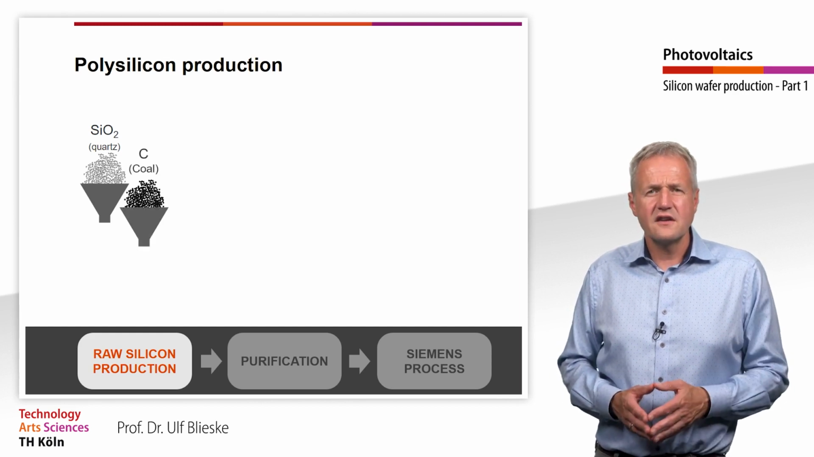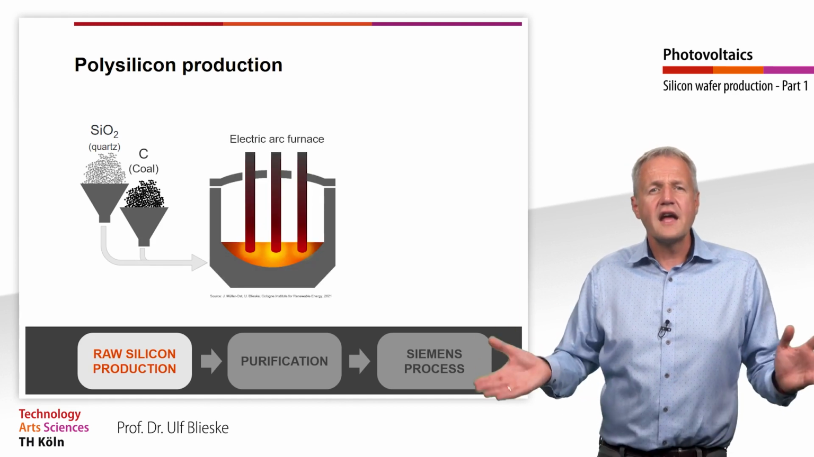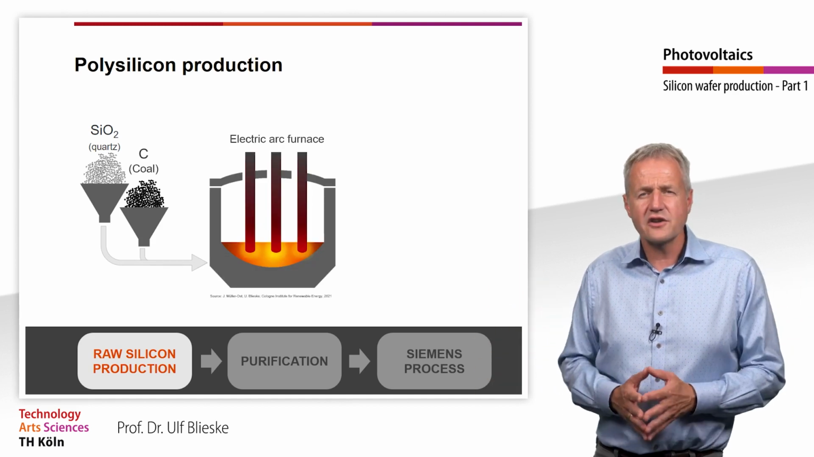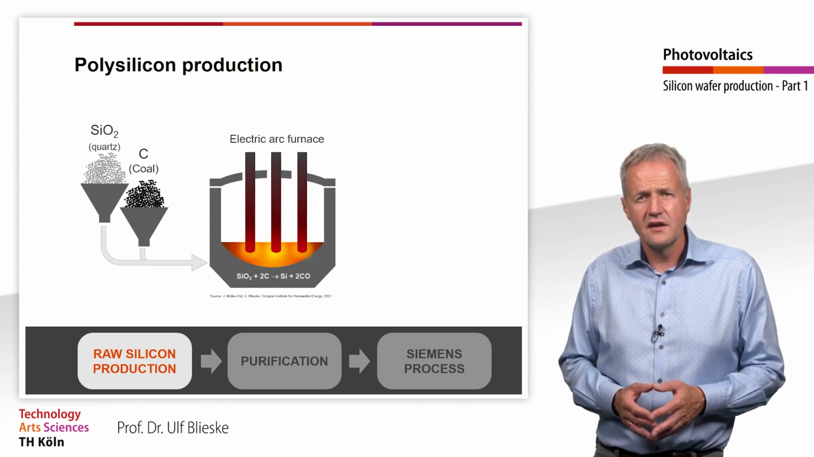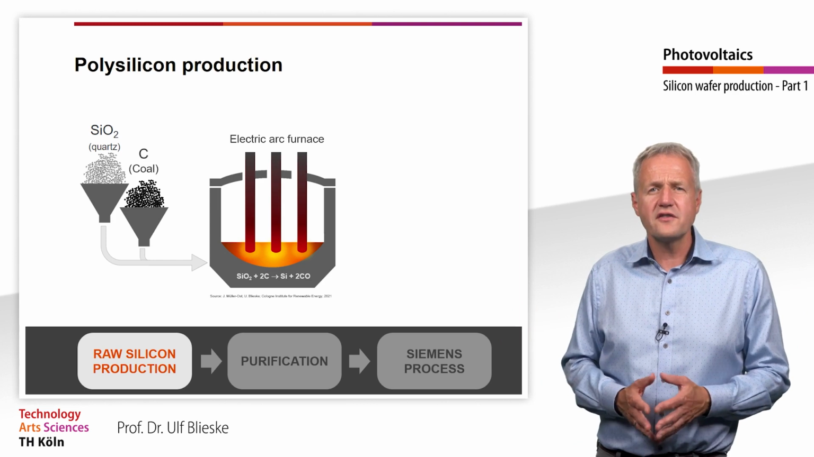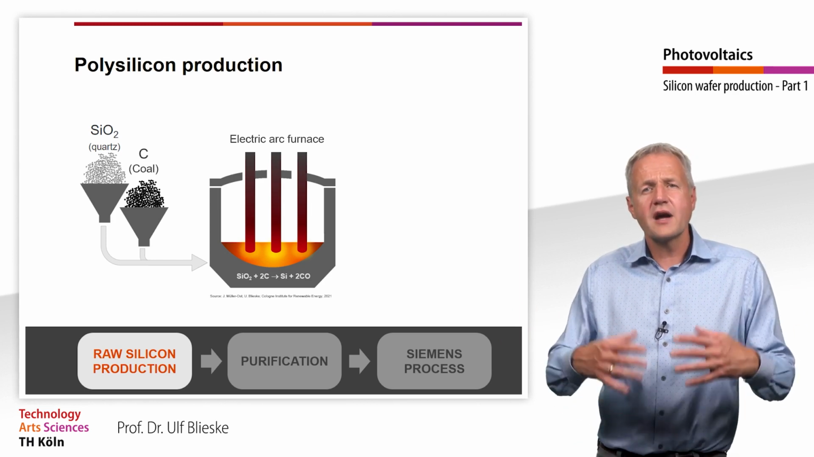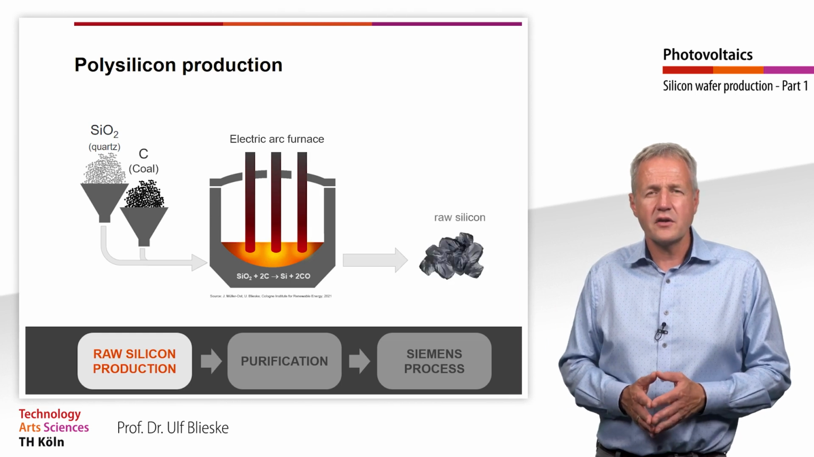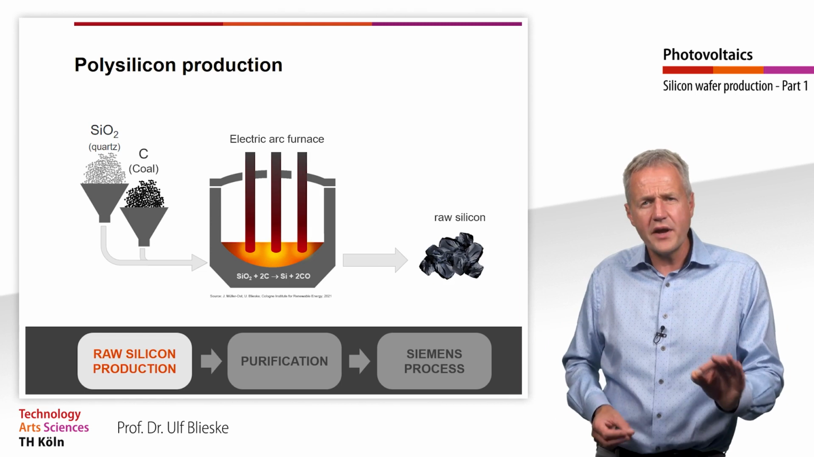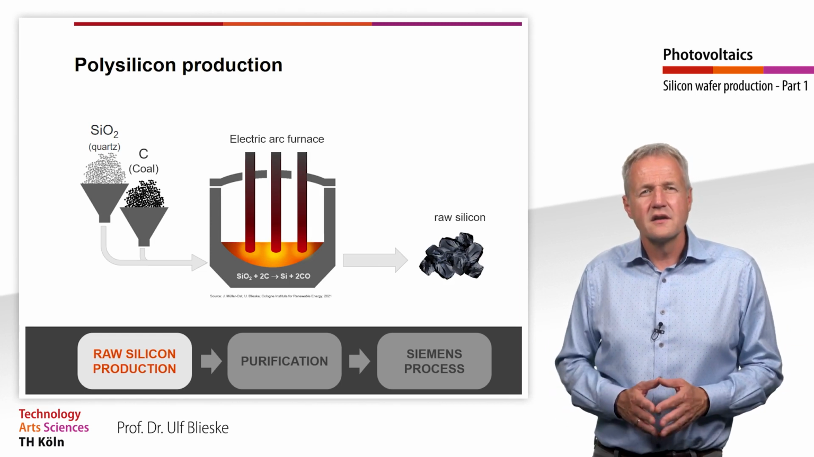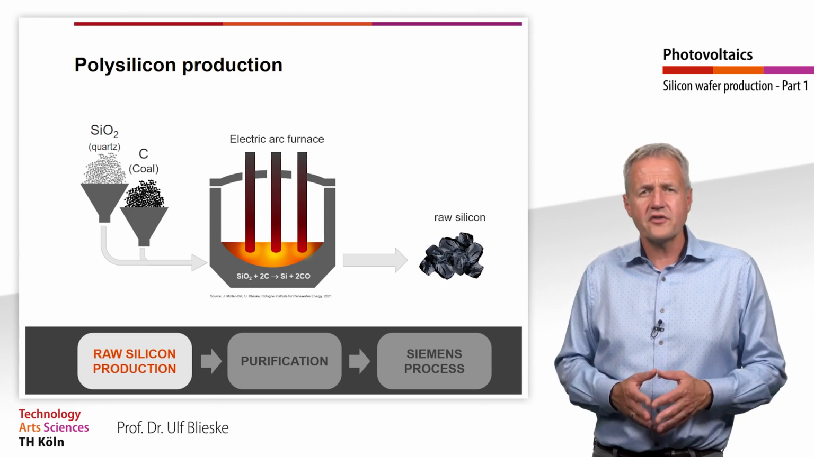To do this, it is mixed with coal or another carbon source and melted in an electrical arc furnace at a temperature of 2000 degrees Celsius. The applied heat causes the oxygen to separate from silicon and form carbon monoxide with the carbon. The molten silicon is cast into beds to solidify. This metallurgical silicon has a purity of almost 99%.